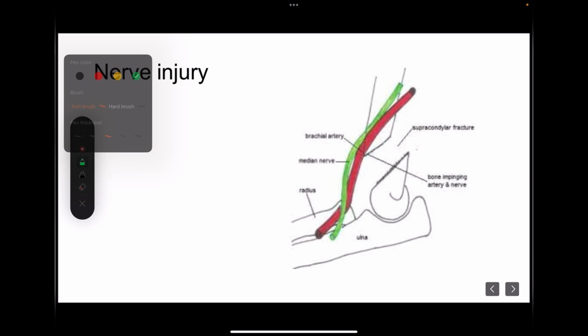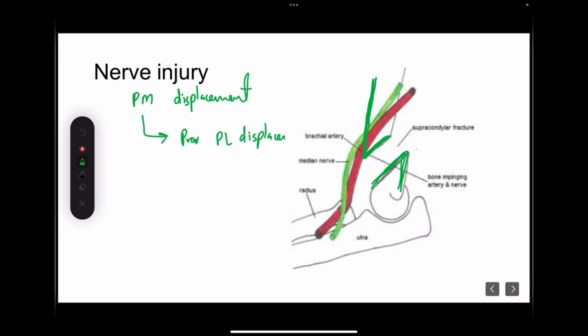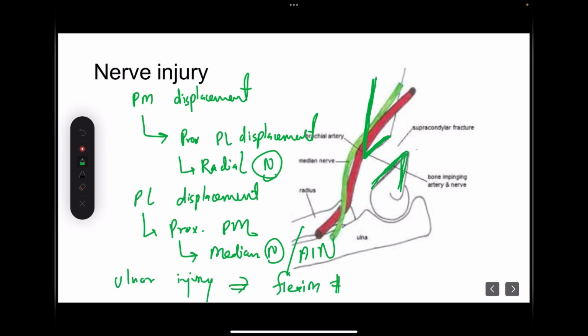What all nerve injuries can happen in supracondylar humerus fracture? To understand that, we should always remember that it is the spike of the proximal fragment which injures the nerve and artery, not the spike of the distal fragment. So whenever a child presents with posteromedial displacement of the distal fragment, definitely the proximal fragment will have posterolateral displacement, and in that case this is likely to injure the radial nerve. Whenever a child presents with posterolateral displacement of the distal fragment, the proximal fragment will go posteromedially. So this is likely to cause injury to the median nerve or anterior interosseous nerve. Ulnar nerve injuries are commoner with the flexion type of supracondylar humerus fracture, not extension.